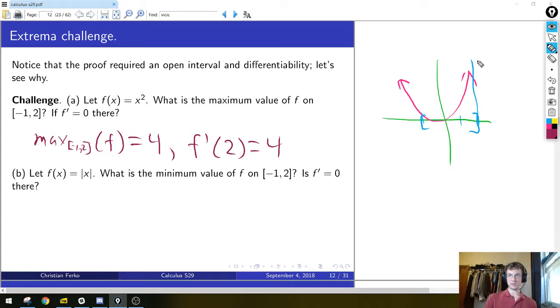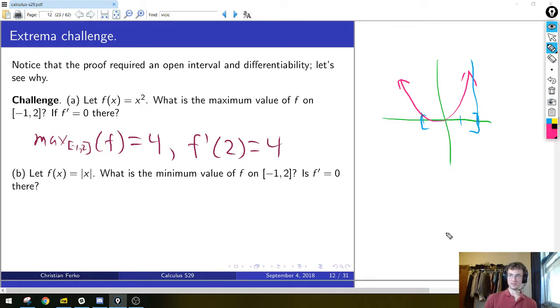And now we see quite obviously why the theorem fails for closed intervals, because you could just take any function which is increasing and make a closed interval, and if the function's increasing, your maximum's always going to be at the right endpoint, right? Because this thing is just getting bigger and bigger. So this open interval assumption is actually quite important for the conclusion that the derivative is 0 there.